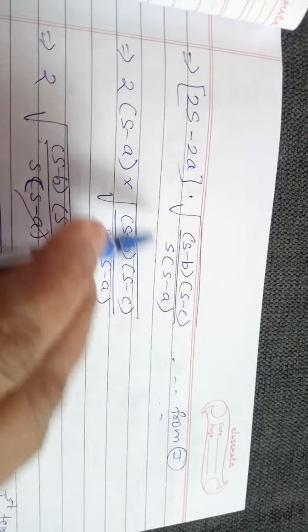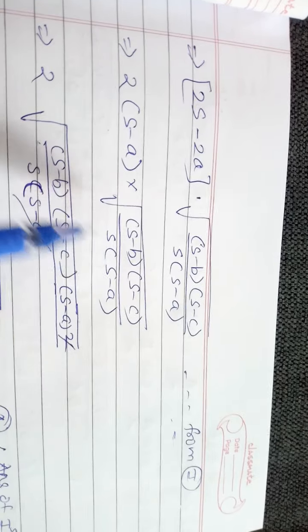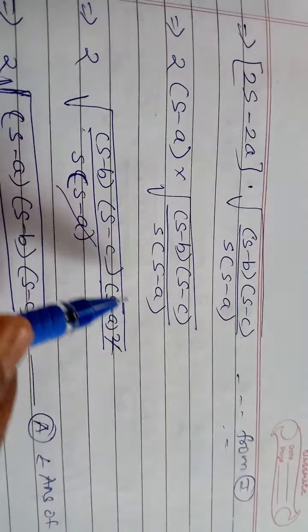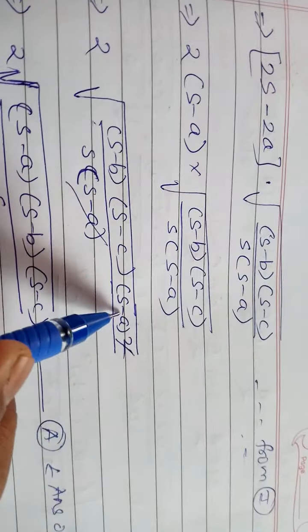Now we are going to solve the second step, that is, 2 common is here, s minus a. Next, in the root s, all terms are as they are, we have written down. Then 2 is as it is. Now we are going to move this term into the square root. So when we move any term into the square root, we have to take the square of it.